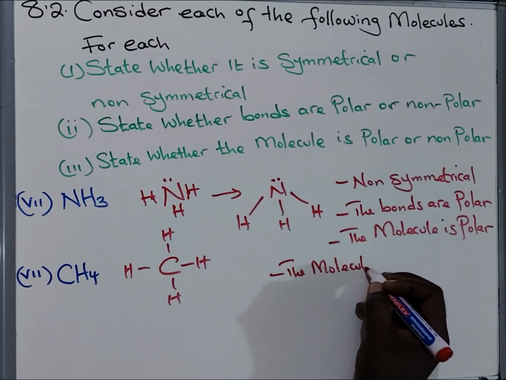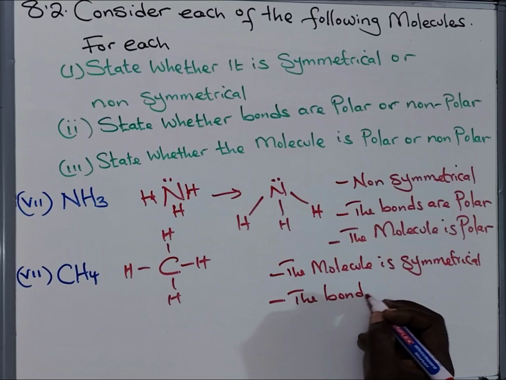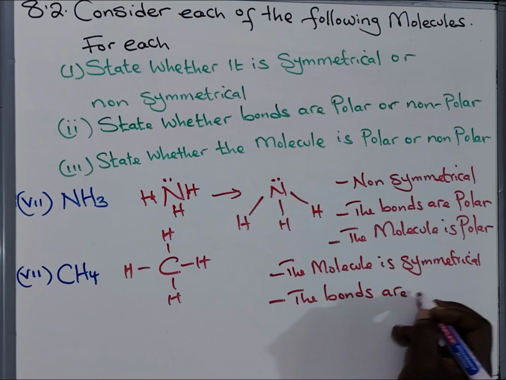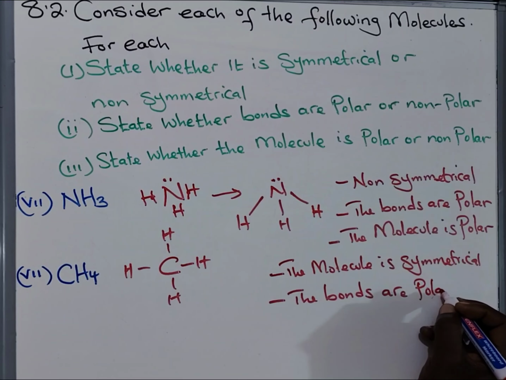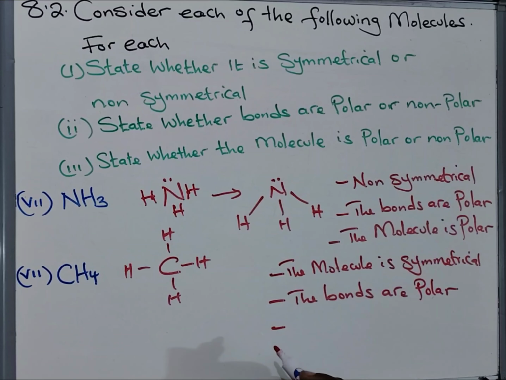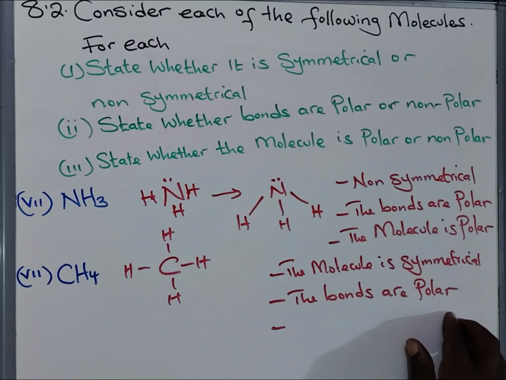Okay, the molecule is symmetrical. How about the bonds? Carbon is different from hydrogen, so the bonds are polar. Now, I want us to know that once the molecule is symmetrical, definitely it will be non-polar. It does not matter whether the bonds are polar or non-polar. So what's going to be the molecule? The molecule is non-polar.